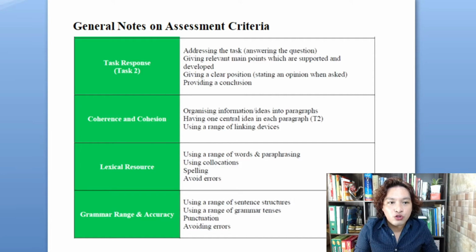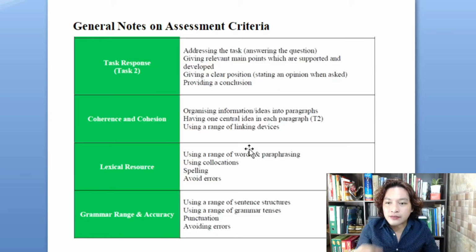So, general notes on assessment criteria, task response for Task 2. What you need to do is address the task, so you must answer the question. You need to give relevant main points, so you need to stay on topic, which are supported and developed. Now, you don't need to provide examples for every idea that you may have. What you need to do, however, is justify and explain your ideas.